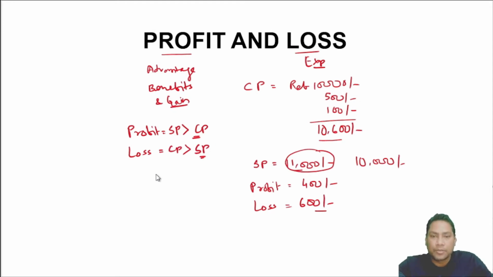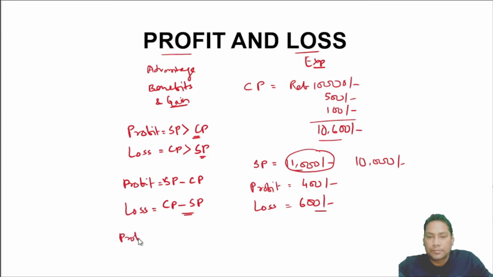So what is the formula of profit and loss? Profit is equal to selling price minus cost price, and loss, when cost price is more than selling price, the formula is cost price minus selling price. So this is the basic of this chapter. Next is profit percent and loss percent.